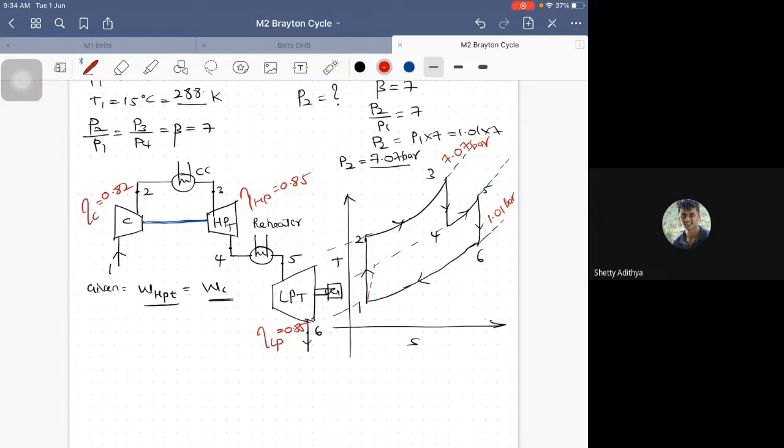So this would deviate just because efficiency of the compressor is given. So this would deviate to 2 dash. Now from 3 to 4 dash, 3 to 4 it has to be moved. But since the efficiency of HP turbine is given, this would deviate like this and meet at 4 dash. And similarly, since the efficiency of the LP turbine is also given, this would deviate here and meet at 6 dash. Excellent, guys. Very good. 4 dash, 6 dash. Is the problem.